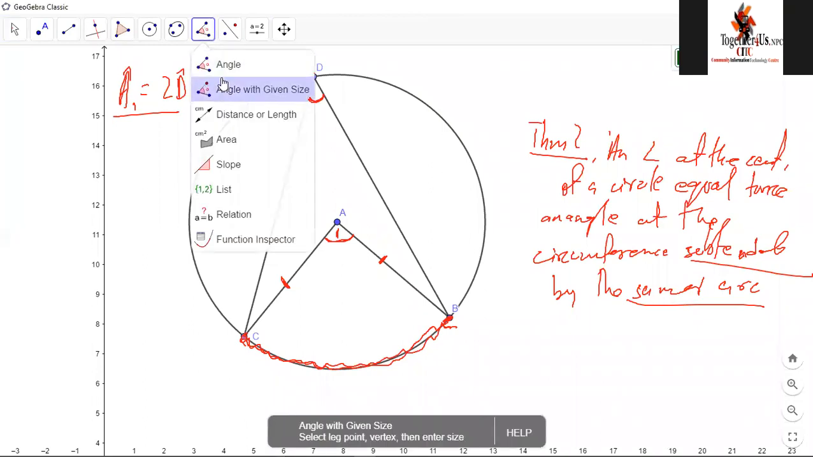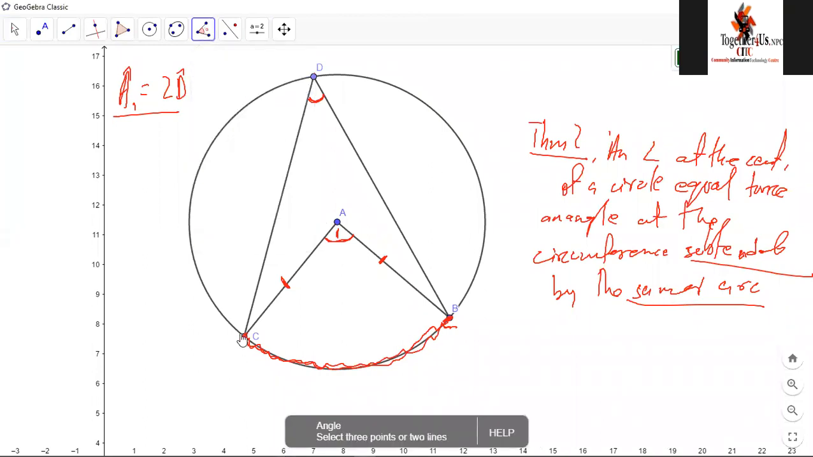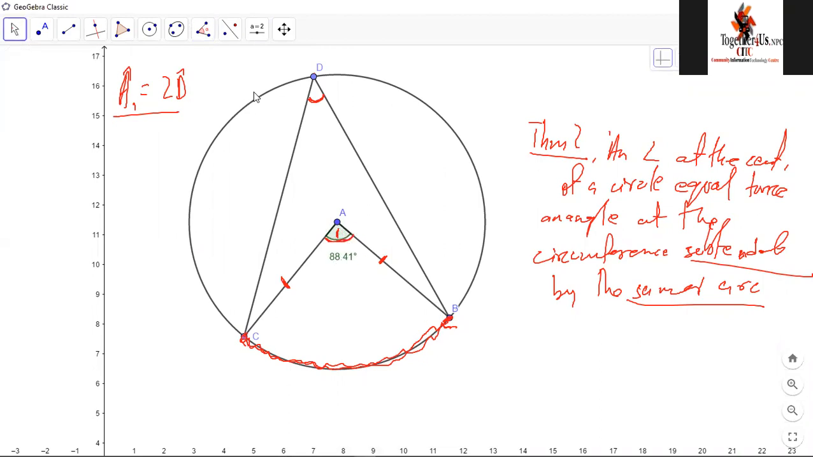I'm going to use my measuring tool, of course, again, and measure this angle. Okay, let's see what we get here. This angle is 88.41 degrees. I hope you can see that. Let me just bring it out a little bit. There it is. Now, what is the half of 88.41? So the half is 44.2. So we expect D to be actually 44.2 degrees.